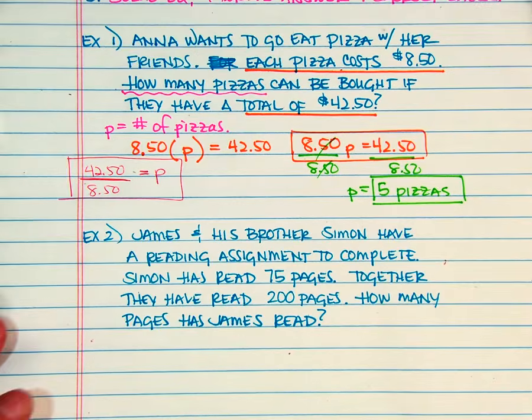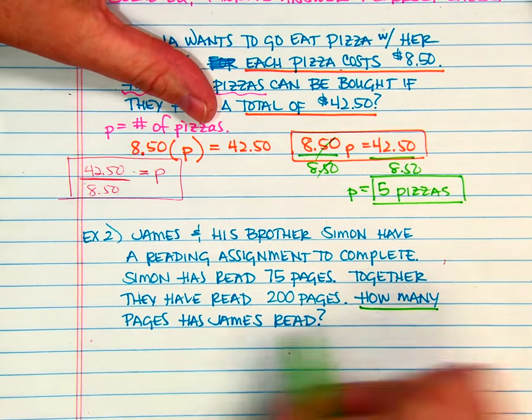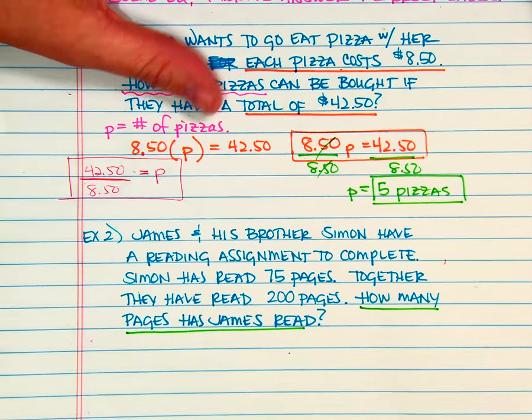Second one. Again, you might want to pause it so that you can write down the word problem. James and his brother Simon have a reading assignment to complete. Simon has read 75 pages, and together they have read 200 pages. How many pages has James read? So I'm going to look at my questions. So it says, how many pages has James read?